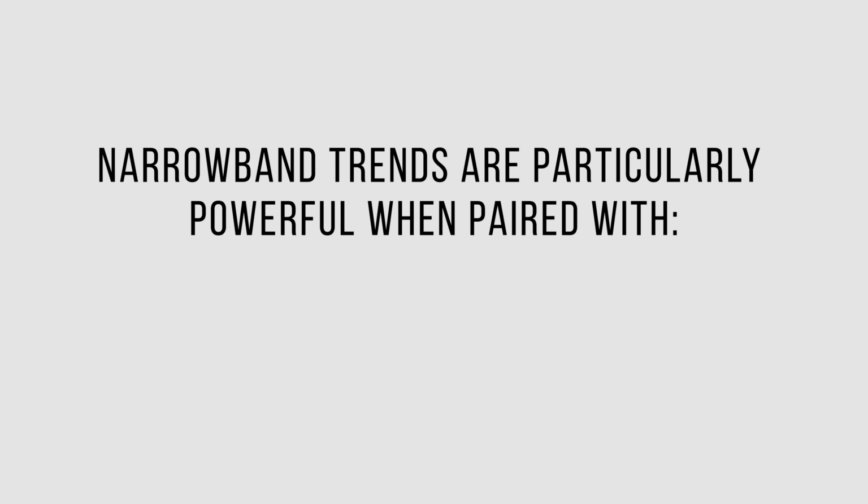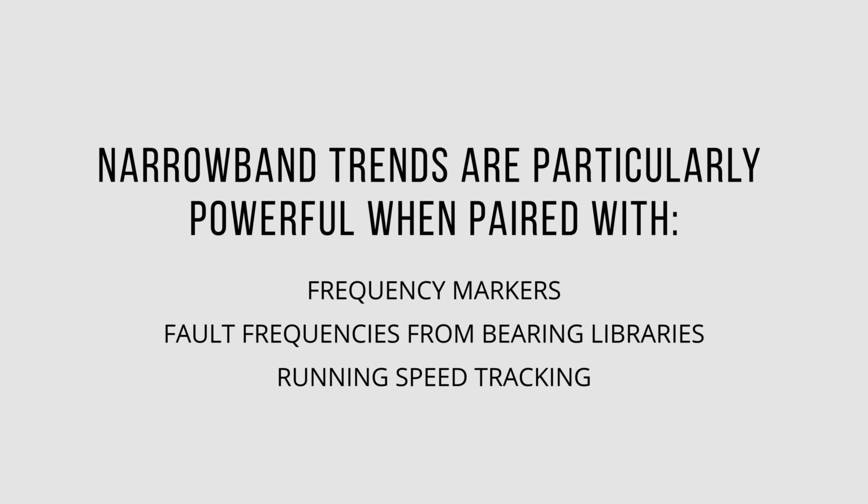2x and higher harmonics can reveal different fault types. For instance, 2x vibration is often associated with misalignment, especially angular misalignment, while 3x or 4x may indicate gear mesh issues or looseness. Trending narrowband frequencies can help you spot subtle changes and determine if a specific fault is getting worse, even if the overall broadband values haven't changed much. Narrowband trends are particularly powerful when paired with frequency markers, fault frequencies from bearing libraries, and speed tracking. Together, they help pinpoint exactly what's going wrong and where to look when diagnosing more complex machine issues.